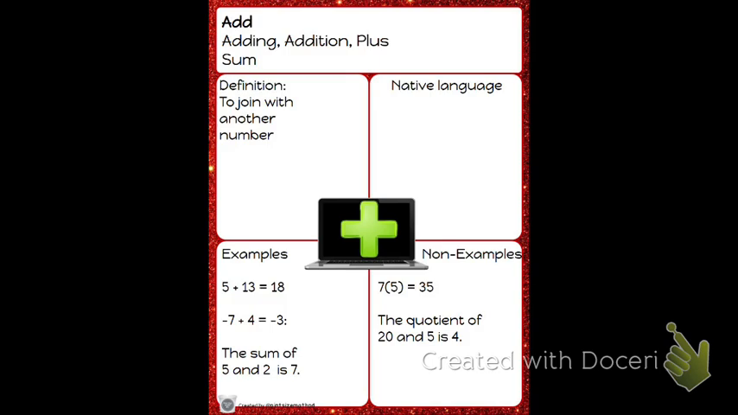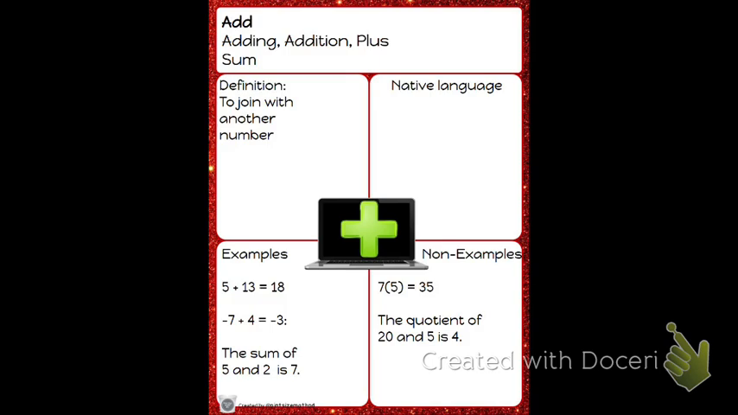And we may also say plus, and you'll see the plus sign is there in the middle of the screen. And then sum, S-U-M, is the answer to an addition problem. And so the definition for adding is just join with another number. You might also call it combine. You see a spot on your notes that you could write down.